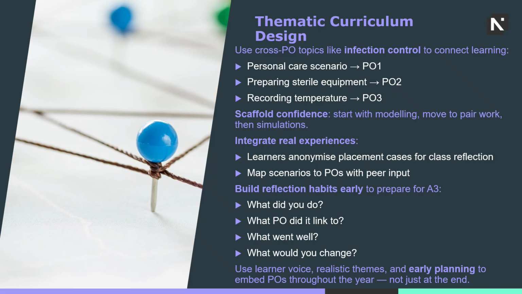Also, don't forget the power of reflection, which is especially critical for A3, the professional discussion. From the start of the year, build regular reflection points into lessons. What did you do? What performance outcome did it link to? What went well? What would you change? Let me give you a quick example. During placement, Sophie supported an elderly patient who was feeling disorientated and anxious. She used calming language, remained at eye level, and contacted the nurse in charge to escalate.